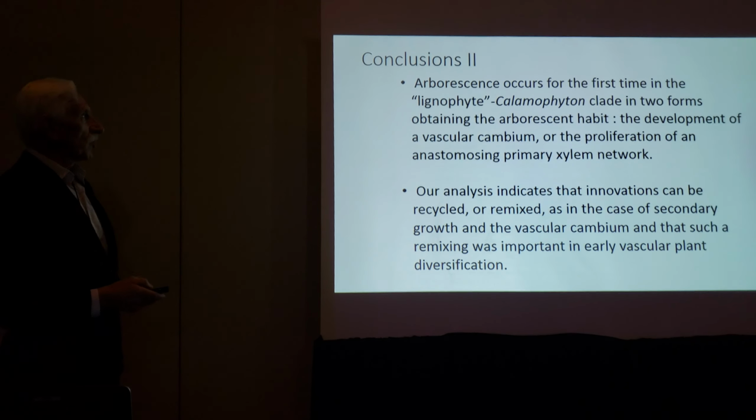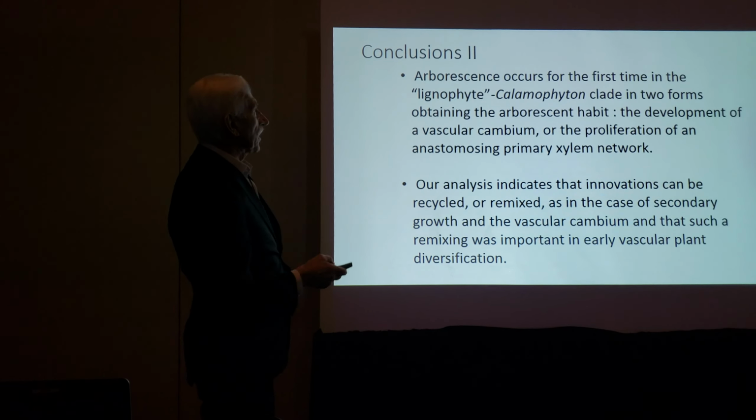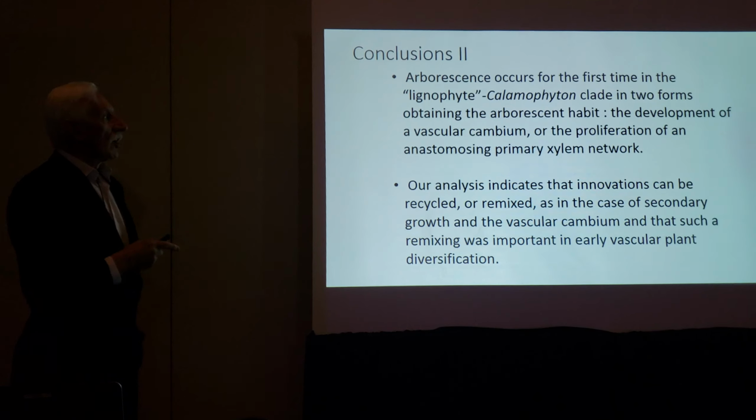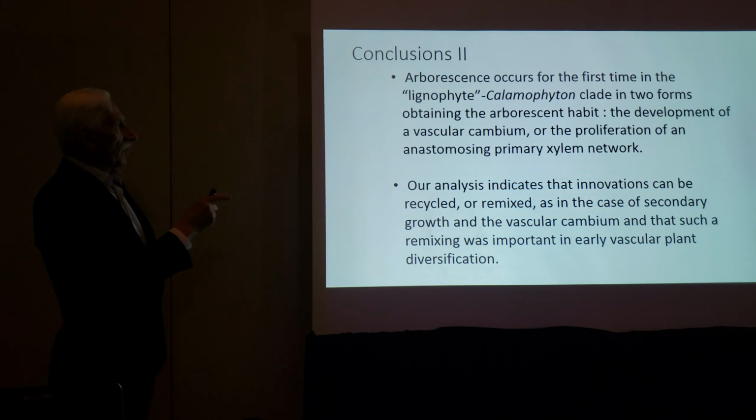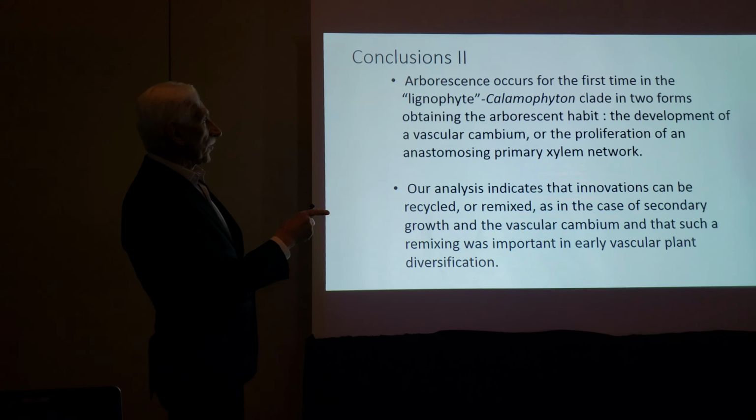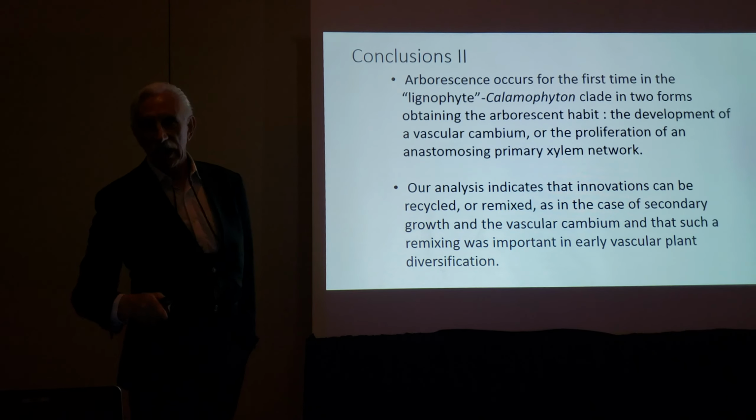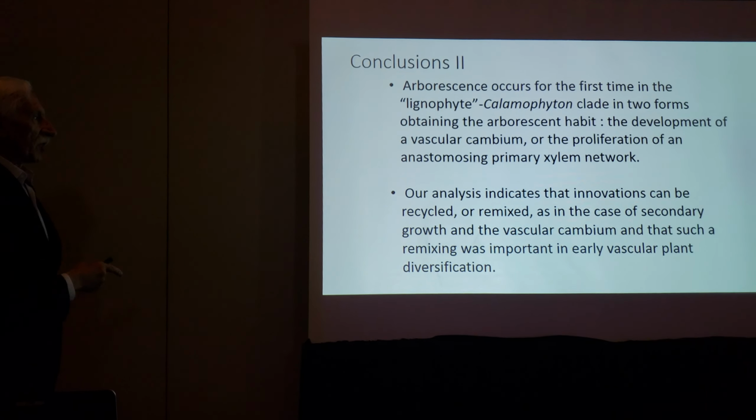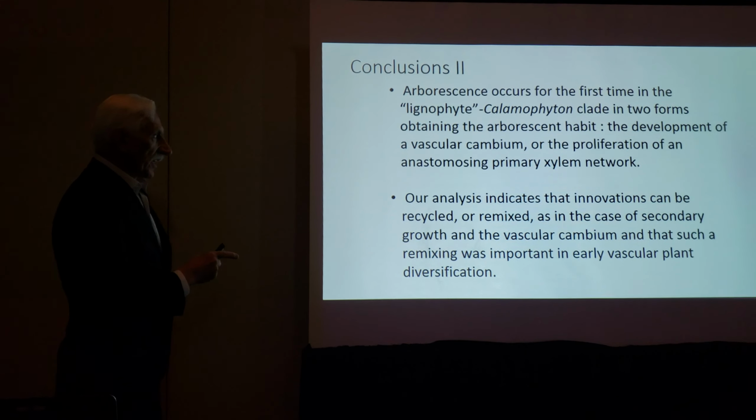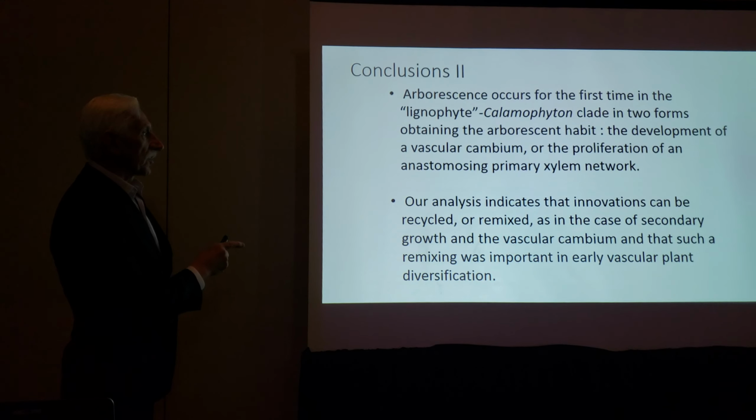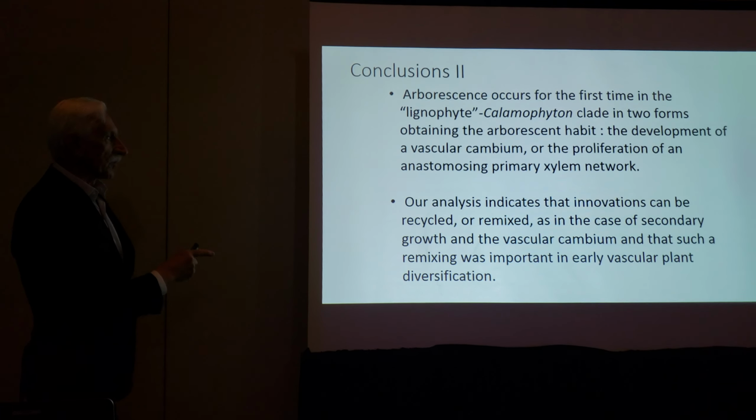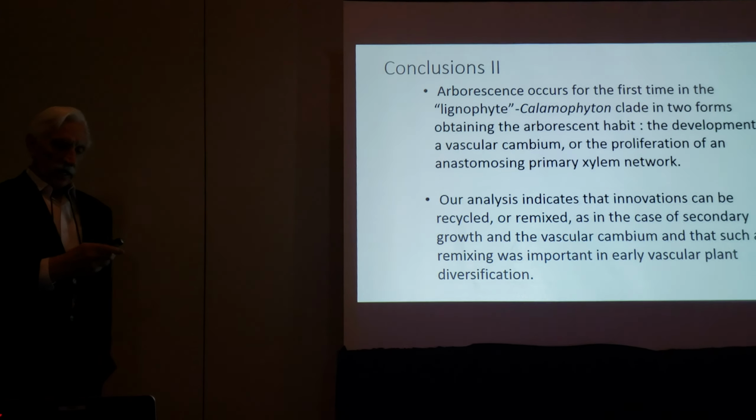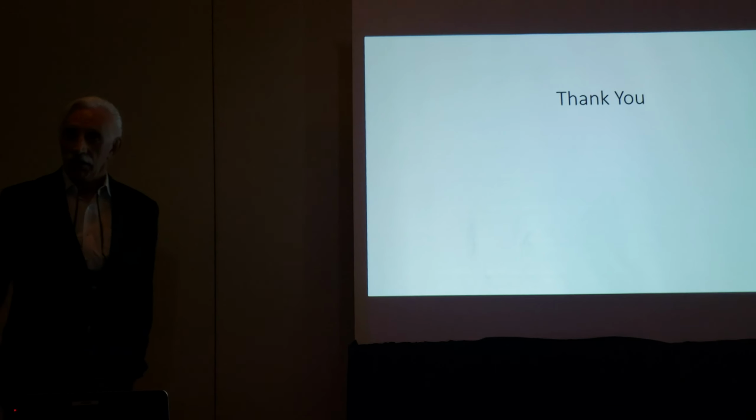Conclusion two: arborescence occurs for the first time in the lignophyte and Calamophyton clade, in two forms, obtaining the arborescent habit through the development of a vascular cambium or the proliferation of an anastomosing primary xylem network. And our analysis indicates that innovations can be recycled or remixed, as in the case of secondary growth in the vascular cambium, and that such remixing was important in early vascular plant diversification. And I think that's it.